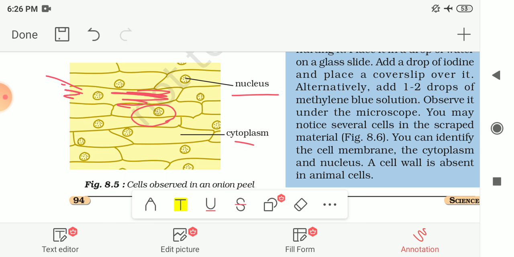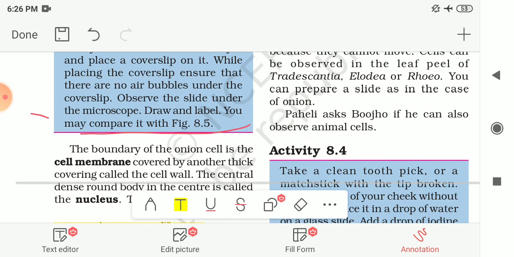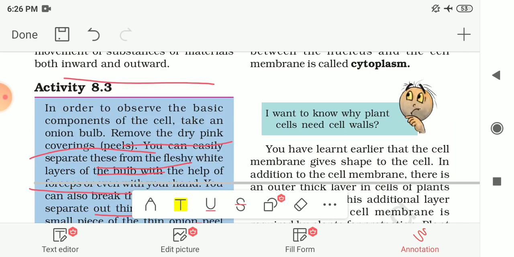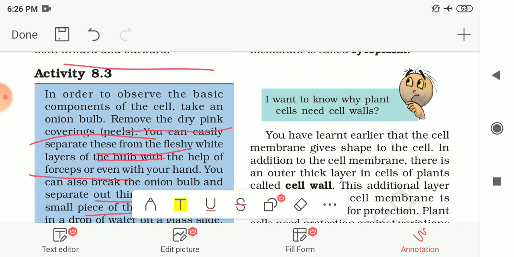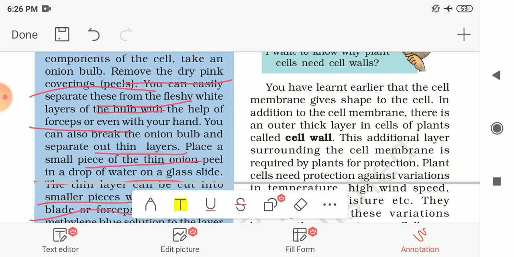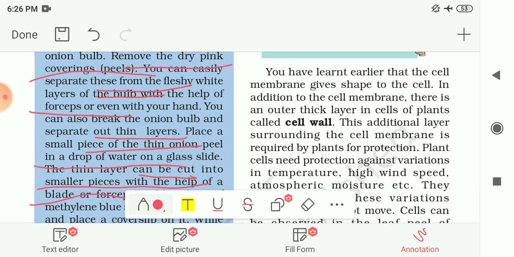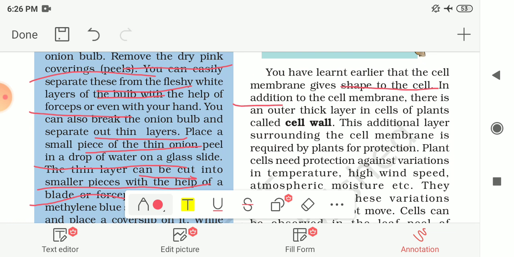Now Bujoha wants to know why plant cells need a cell wall. Earlier we had seen that only plants have cell walls; animals do not have such kind of cell walls. You have learned that the cell membrane gives shape to the cell, and in addition to the cell membrane there is an outer thick layer in the cells of plants called the cell wall. This additional layer surrounding the cell membrane is required by the plant for protection.